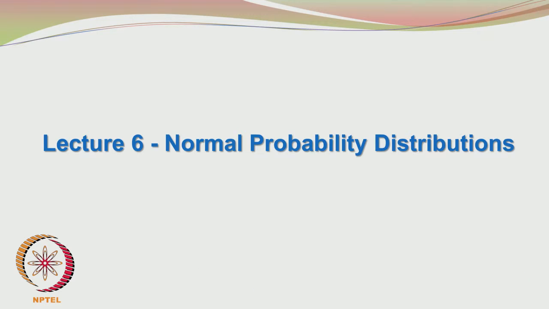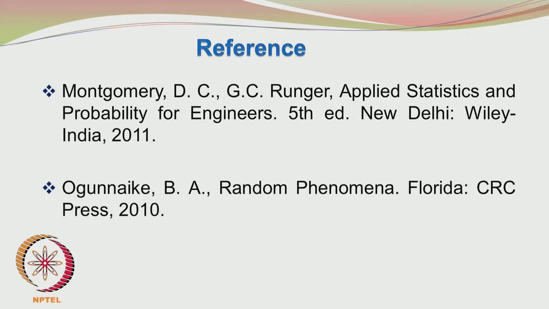Okay, in today's lecture, we'll be looking at the normal distribution. It's also called the Gaussian distribution. The reference books for this topic are given in the slide. The book by Montgomery and Runger, Applied Statistics and Probability for Engineers, and the book Random Phenomena by Ogunnaike are suitable references for the material we are going to cover in today's lecture.